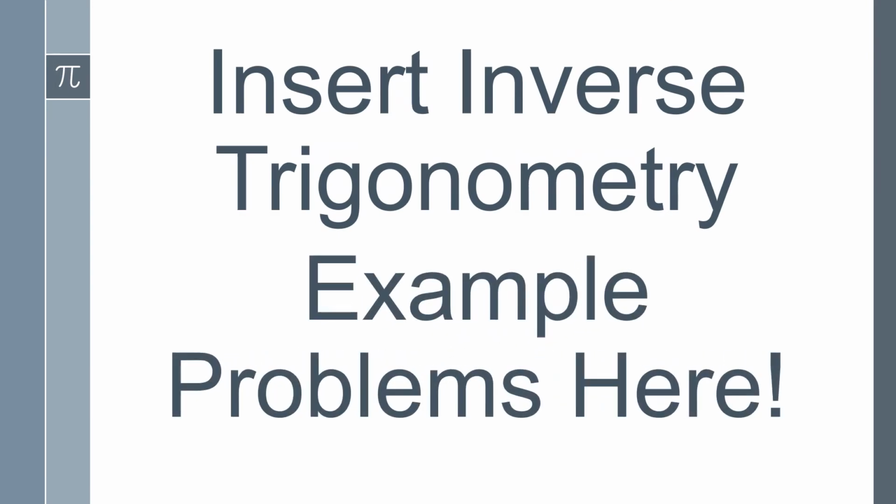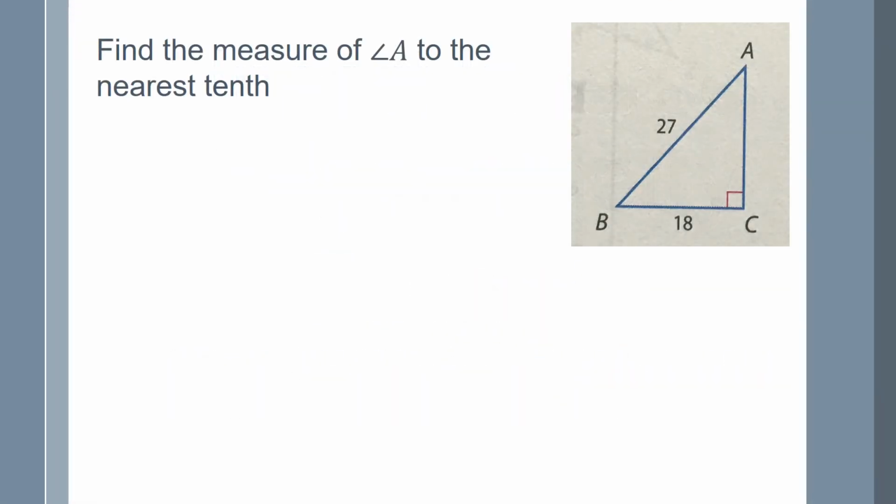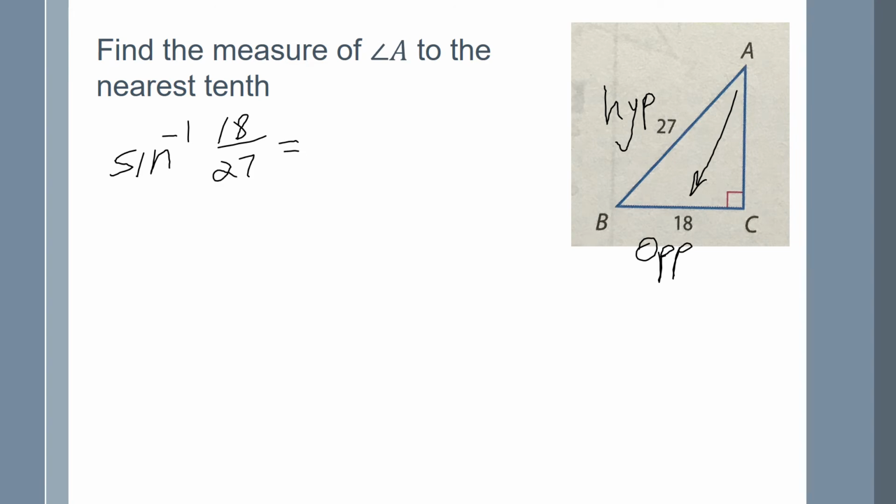So let's do some example problems so you know what we're talking about. We're going to find the measure of angle A to the nearest tenth. So angle A is here, and we have 18, that's an opposite, and then 27 is the hypotenuse. So we're going to use the inverse sine of 18 over 27. And that's going to equal the measure of angle A.